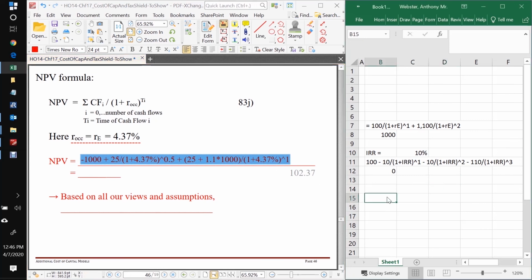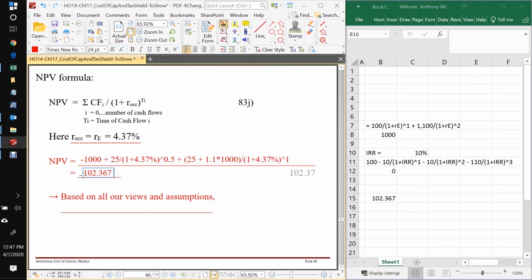And let's bring this into Excel and see what we got here. Okay, and we got 1,022.367, and that is greater than 0 in most circles, so that's good. So based on all of our views and assumptions, and you see how many we've had to make to do this, we should buy the shares of WMT. Okay, so for us, we think that this would be a good project, and we get back to our general manager with that, and that's it.